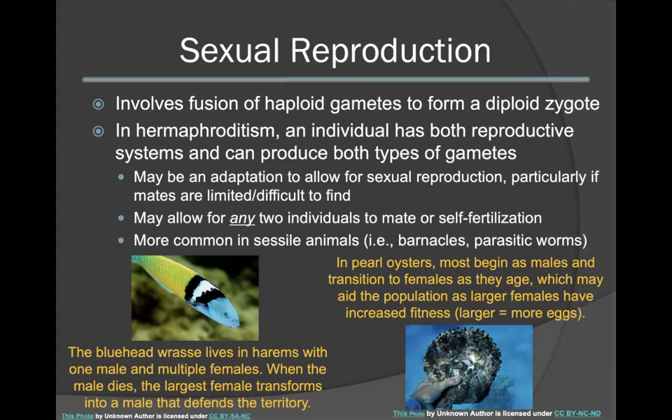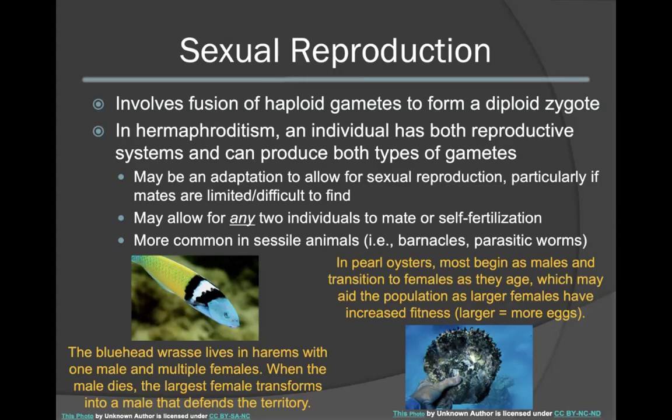This mode of reproduction is more common in sessile animals such as barnacles and parasitic worms. The bluehead wrasse, for instance, lives in harems with one male surrounded by multiple females. When the dominant male dies, the largest female actually transforms into a male and then begins to defend the territory, maintaining the harem. In pearl oysters, most oysters begin as males and transition to females as they age.